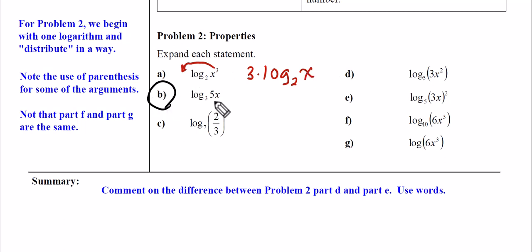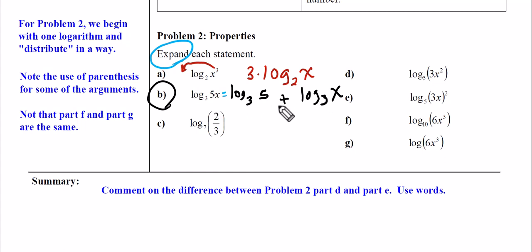Okay, part B. This time we have a multiplication, and multiplication means addition. Now to help us out, how many things do I have in this argument? There's a 5, and there's an x. There's 2 things, so I'm going to have 2 logarithms, and it's multiplying, so it's going to be addition. So I'm going to have log base 3 of 5 plus log base 3 of x. Now, the instructions, which I didn't read for you, were to expand, and that's what we're doing. So what I'm proposing is that the left side, if I expand it, is going to give me that.